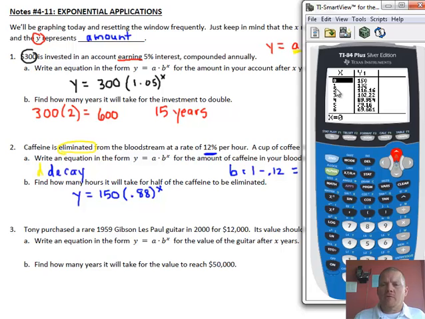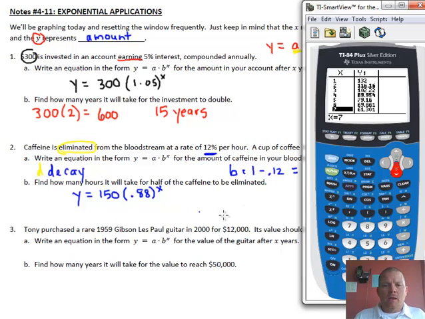If you look after 1 hour, it's going to be 132 milligrams, 2 hours 116 milligrams, 3 hours 102 milligrams, and so on. Right? What if I said how many milligrams after 7 hours? Well, I would just go to x, which is my time, so that's my hours, so I'm going to go down to 7, and I'm going to look, it'll be 61.3.